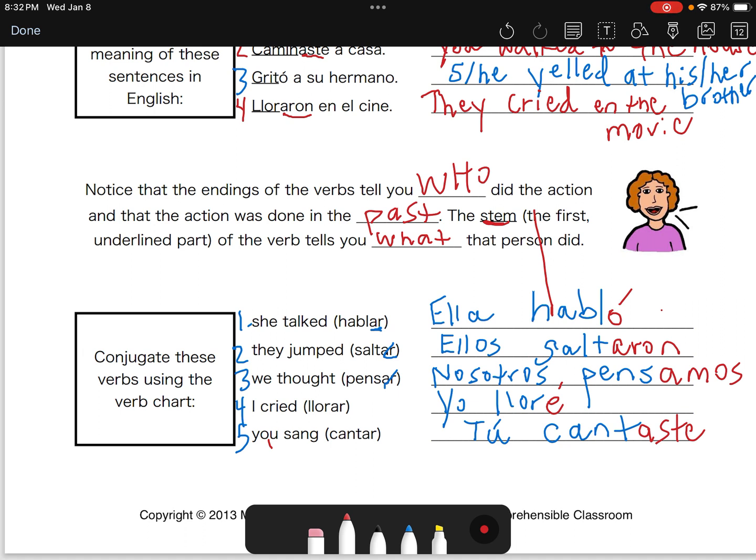Okay, so that's the basic mechanics of preterite verb conjugation with just AR verbs. Complete the worksheet and submit on Canvas for 10 points, please. Gracias.